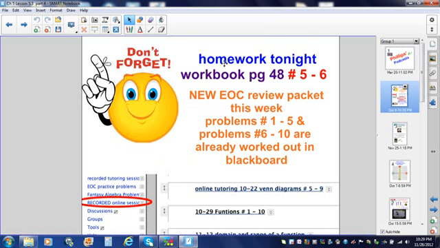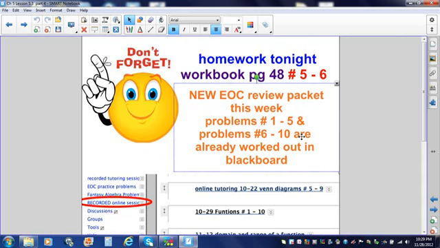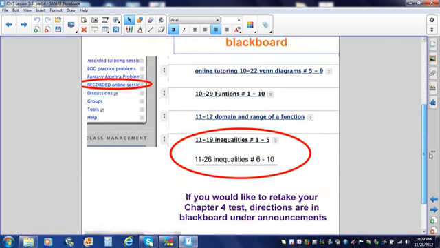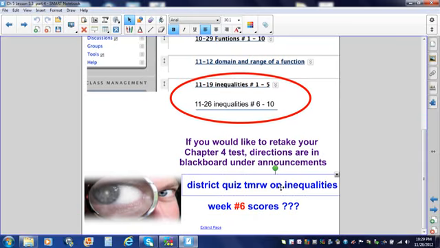MSAs, please write down that your homework tonight is workbook page 48, problems 5 and 6. Oh my gosh, your hands are going to be killing you after you do all those problems. Don't forget, you have a new EOC review packet this week on inequalities. Problems 1 through 10 are already worked out in Blackboard. Check them out. It would be wise to make sure you understand how to do the problems in the packet before tomorrow, because you have a district quiz tomorrow.